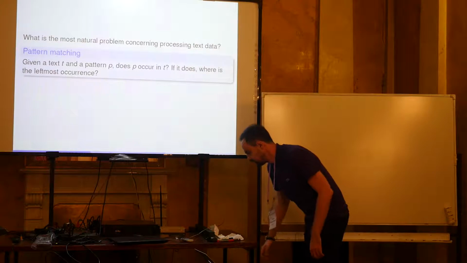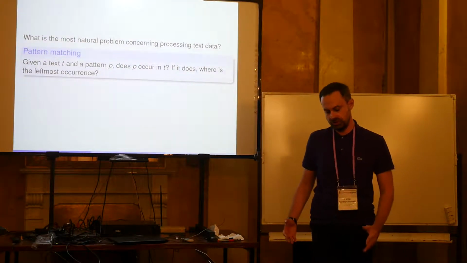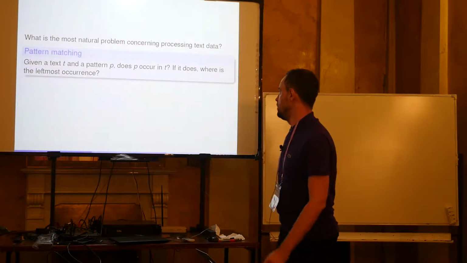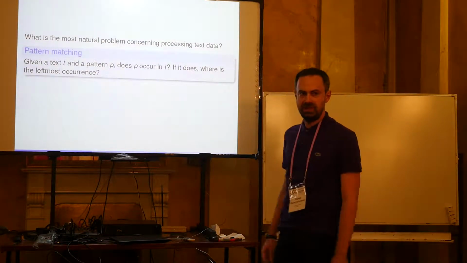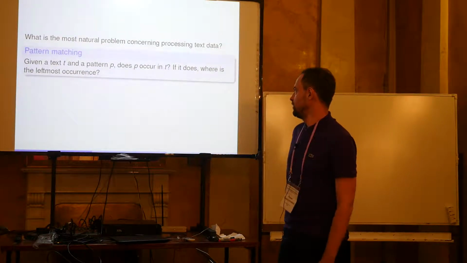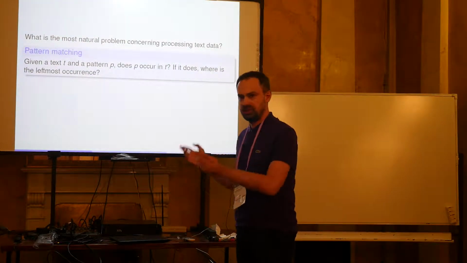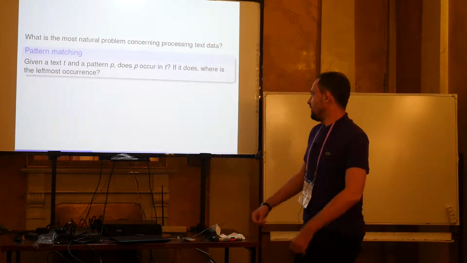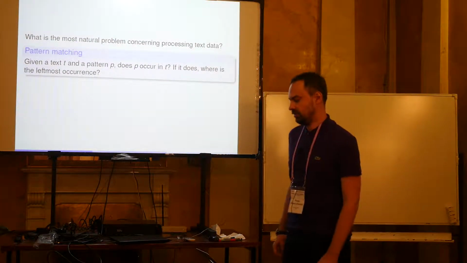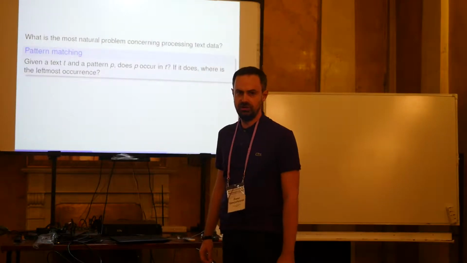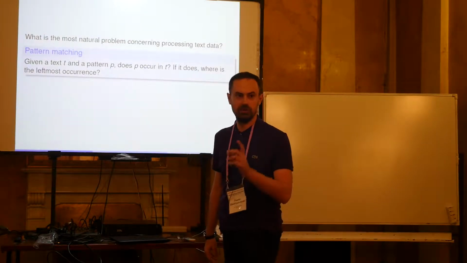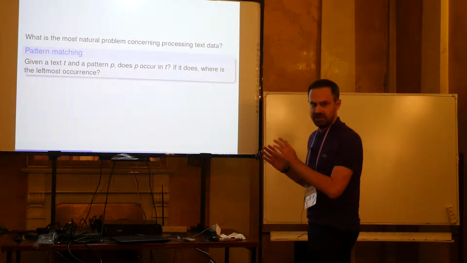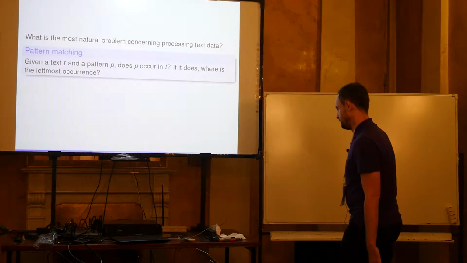So pattern matching is probably the most natural question that you could ask when you think about text data. So you have a text T and a pattern P, and you would like to check whether your pattern occurs in the text. And I will show you an example on the next slide to make sure that we're on the same page. And if the pattern does occur in the text, you would like to find maybe all of its occurrences, or maybe just the leftmost occurrence, or maybe just yes, no. Maybe you would like to know whether they exist or not. Okay, so what do I mean by text and the pattern? Because it's not so clear at this moment.